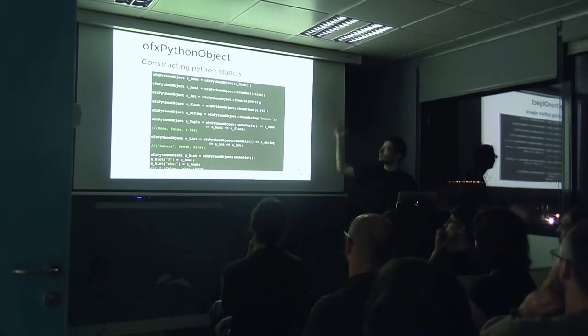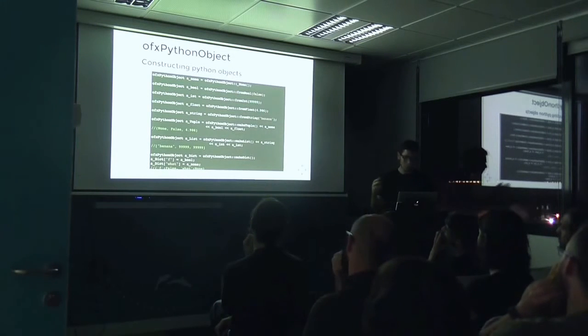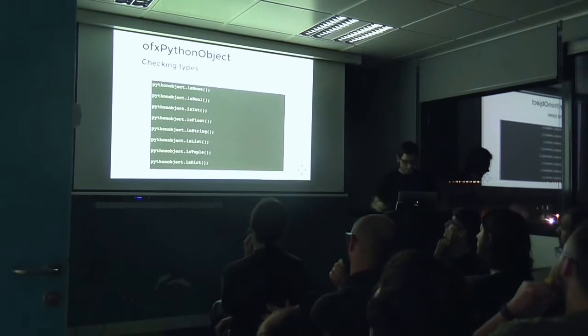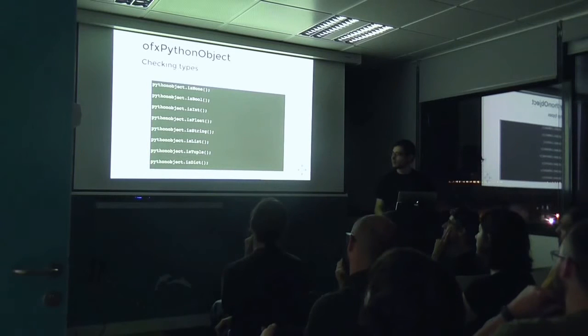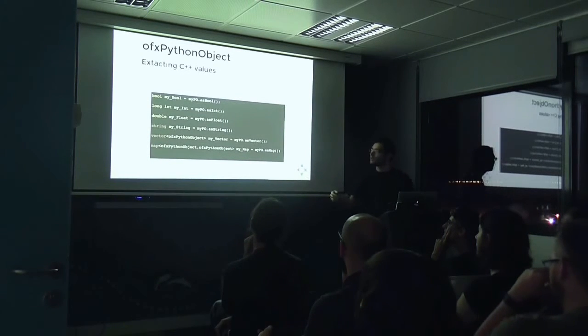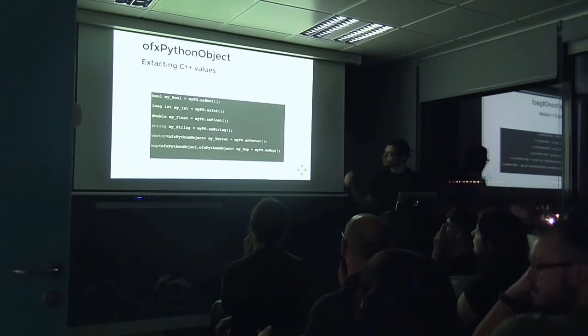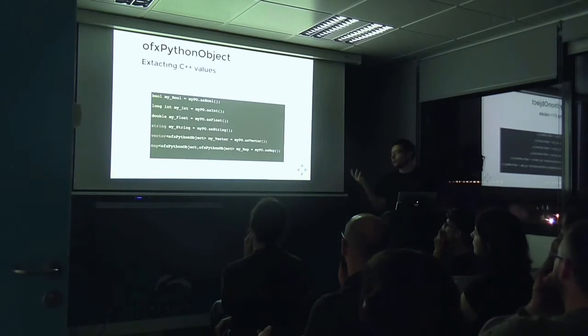So you can just have a C++ integer and create a Python integer with that in order to do stuff with it. Then you can check if it's bool or integer or float or whatever, so you can know what you're dealing with. Or you can extract C++ values from these Python objects. So you have a Python object, you know it's a float, so you can just call the as-float method, and you get the C++ float type. So you can retrieve information.